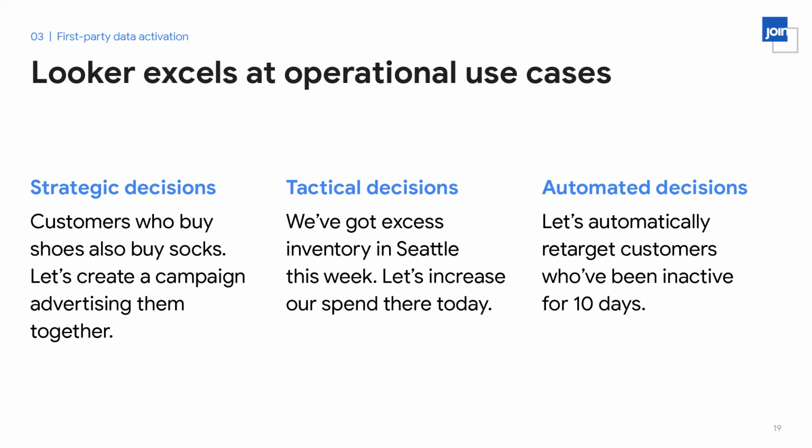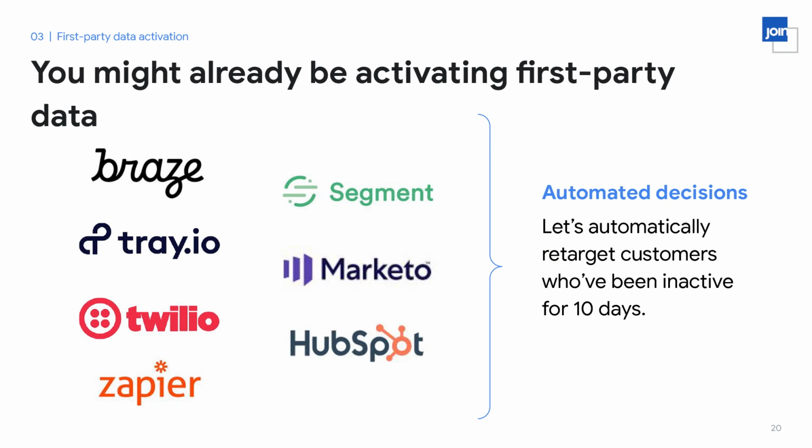Or it might help make automated decisions to target customers who are lapsed from your site. And that's really what I mean by data activation. When I talk about activating first-party data, I mean taking data from Looker, lists of users, and sending them into tools to actually communicate with those specific people. You might already be doing that today, sending data into Braze or Marketo for customer marketing campaigns.